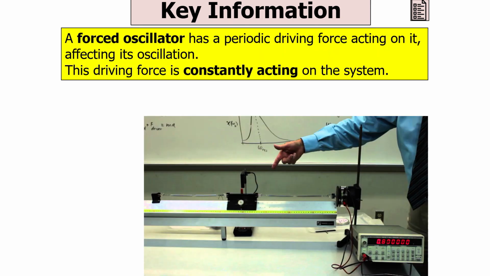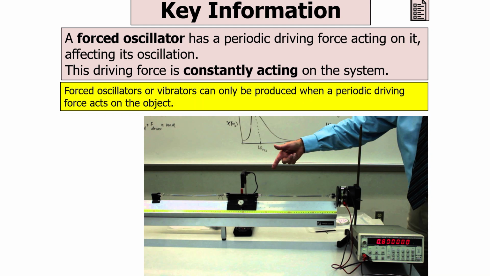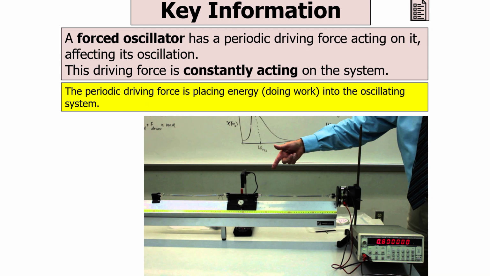Whilst a forced oscillator has a periodic driving force acting on it, affecting its oscillation. This driving force is constantly acting on the system. An example of a forced oscillator is a harmonic oscillator. They tend to have a motor driving the oscillation. Forced oscillators or vibrators can only be produced when a periodic driving force acts on the object. So the periodic driving force is placing energy or doing work into the oscillating system.